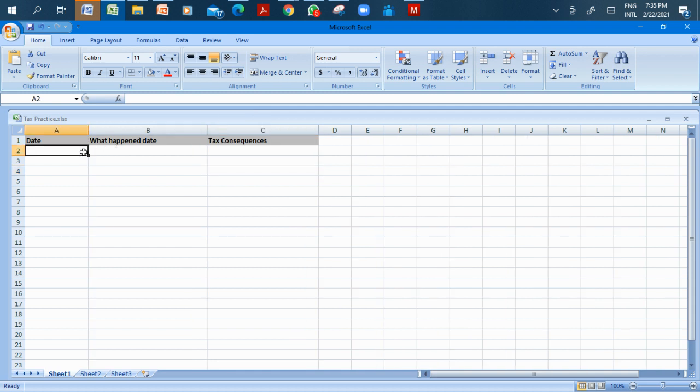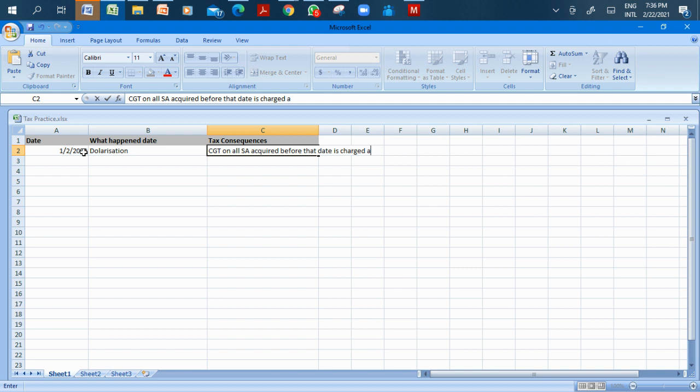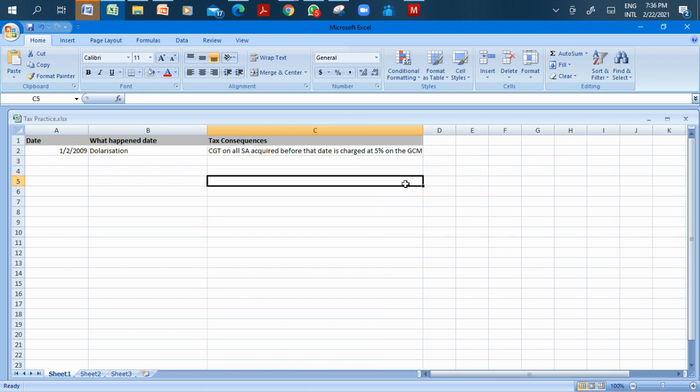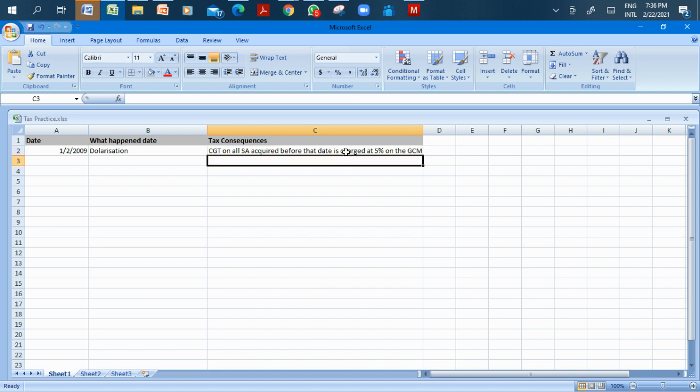Okay, so the first date that we have is 1 February 2009. This is the dollarization date. That's what happened, dollarization. So what are the tax implications? CGT on all specified assets acquired before that date is charged at 5% on the gross capital amount. I'll also explain what gross capital amount is, but in the meantime, just know that it's only 5% on the gross capital amount.